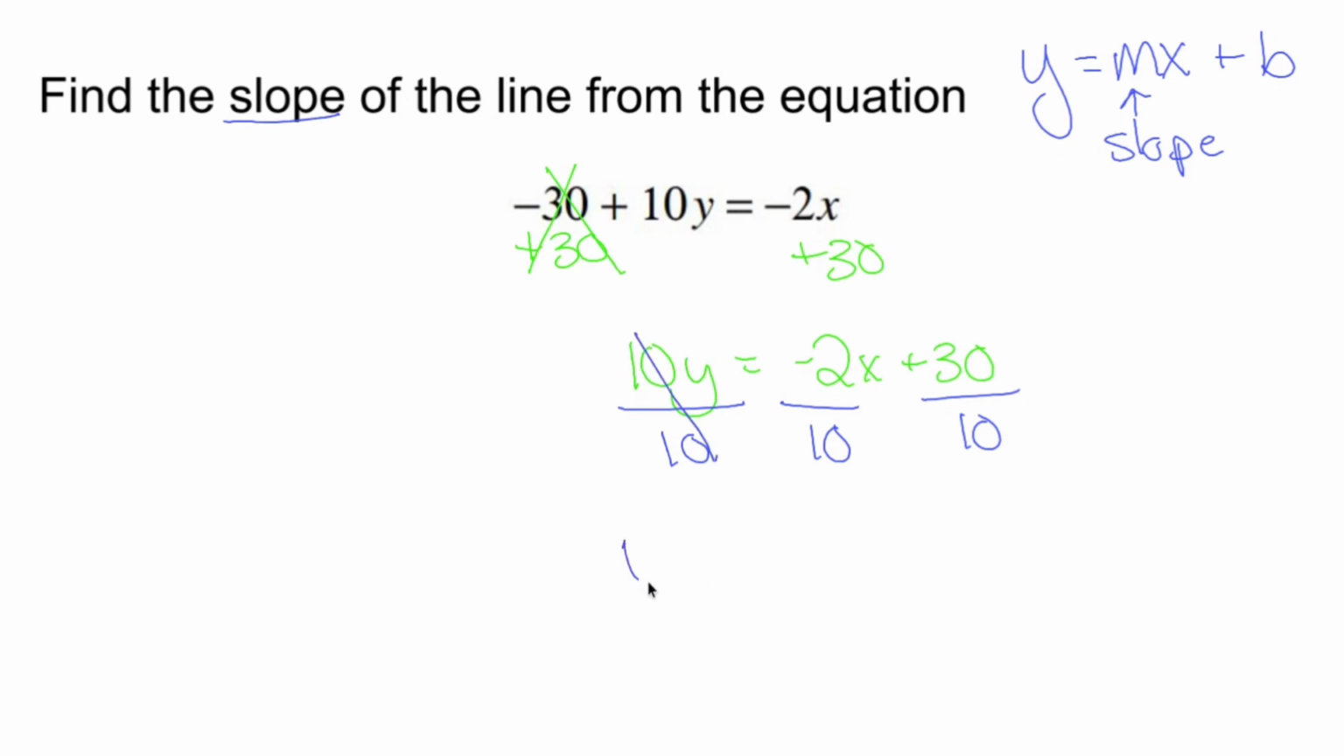That crosses out. Y equals -2 over 10, which is negative, and 2 over 10, they're both divisible by 2, simplifies to 1 over 5. -2 over 10 simplifies out to -1 over 5. X comes along for the ride, and 30 divided by 10 is going to be +3. Now that y is alone all by itself, I know that the number in front of x is my slope. So I'm going to say that my slope is the number in front of x, which is -1 over 5.